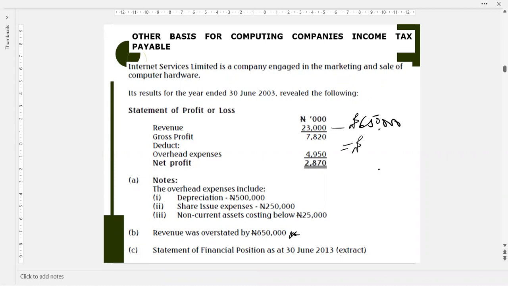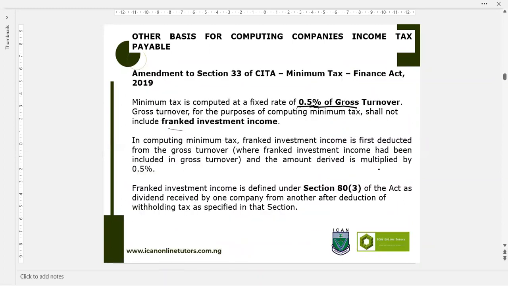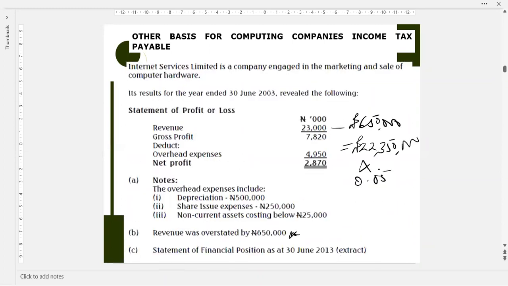So if you deduct 650,000 from 23 million, you should have 22,350 million. So what you just need to do is to multiply this by 0.5%. Multiply it by 0.5%. So what do you have? 22,350 multiplied by 0.5%. Figure me.